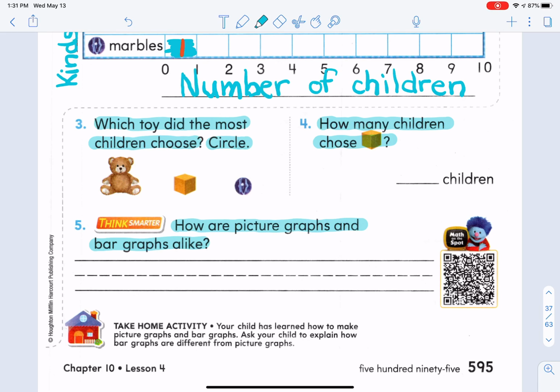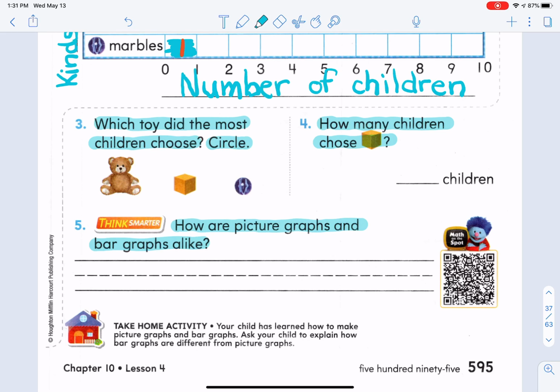What you can do is pause the video now and find the math on the spot link. I'll put it in the comment section, and you can watch that and then come back and see if you can write me a sentence. How are picture graphs and bar graphs the same?